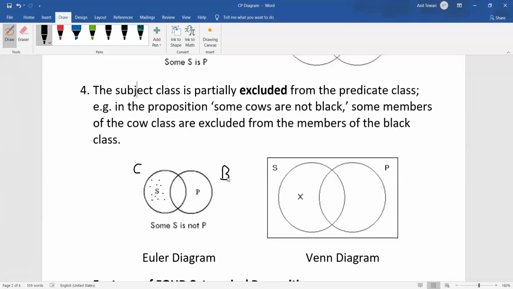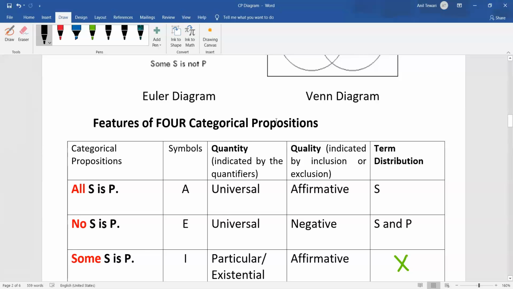So this way you use the Euler diagram to represent partial exclusion of the members of the subject class from the members of the entire P class, right? And by using a Venn diagram, you can use this cross, and the cross means that there are some members present in this area. So some cows are not black. This is the area of black objects, black things, and this area is not populated by some members of the subject class. There are some cows which are not black. We are not saying anything else, simply this much, that there are some cows, or at least one cow, which is not black, right? So by using a Venn diagram, we can represent this proposition, and we have seen that this is called O proposition.